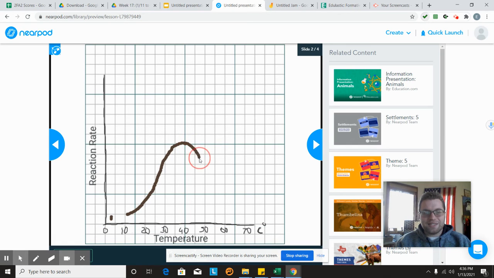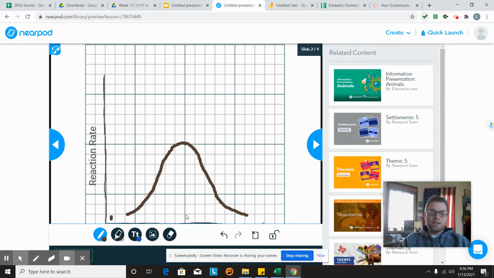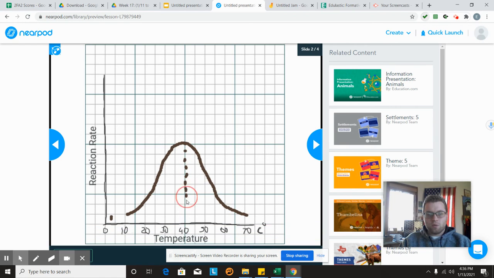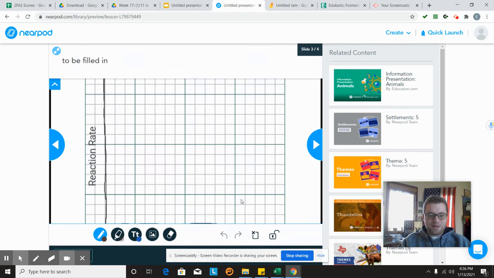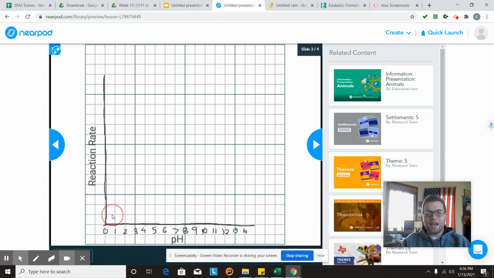So the rate of the reaction goes down if I increase the temperature, right? So I draw this down right here, just showing that as you increase the temperature, the rate of the reaction decreases, right? So this shows you how the reaction rate works with temperature. And we have our highest point right here, right above 40 degrees, showing that that's the best temperature for it. And then it'll be the same thing when it comes to pH, right?